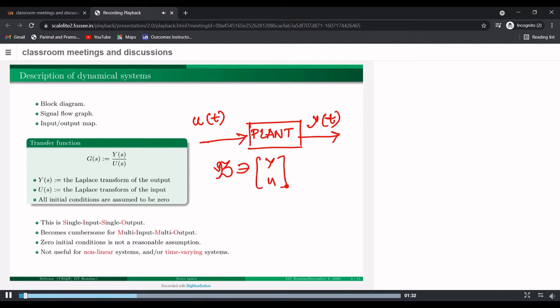There are many other ways of describing such systems also, namely signal flow graph or an input-output map. But all of these are just different ways of saying the same thing. And perhaps the most widely used such description of a dynamical system is via what is known as a transfer function, which happens to be the ratio of the output Laplace transform to the input Laplace transform under the assumption that there are no non-zero initial conditions.